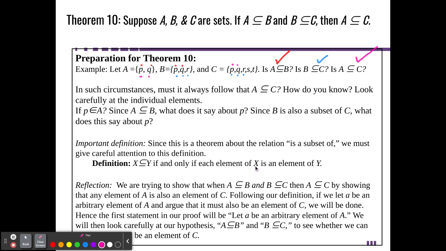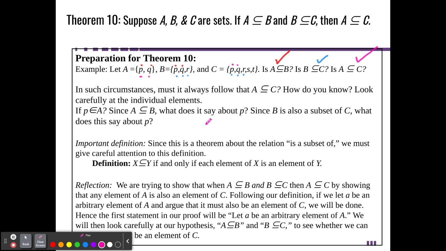And so in such circumstances, must it always follow that A is a subset of C? Well, how do you know? Look carefully at individual elements. So let's say P was an element of A, and since A is a subset of B, what does it say about P? Well, it's saying that P has got to be in B. And since B is a subset of C, that means that P would have to be in C also. So therefore we can move our way through and say that.